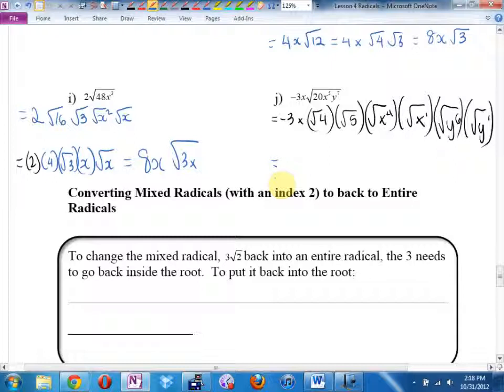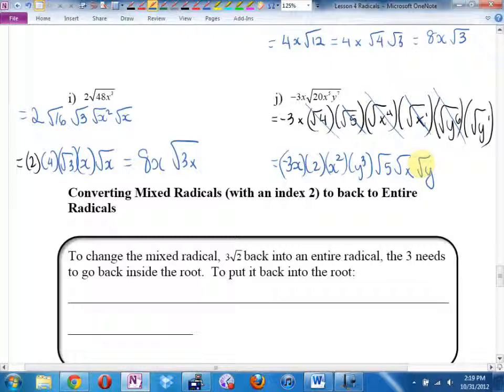Let's see. There's a negative 3 and an x in front of everything. Oh, what's the square root of 4? There's going to be a 2 in front of everything. Let's do all the perfect squares first, then let's get the non-perfect squares. What's the square root of x to the 4th? It's going to be an x squared in front of everything. What's the square root of y to the 6th? It's going to be a y cubed in front of everything. And then I'm going to have a root 5, a root x, and a root y.